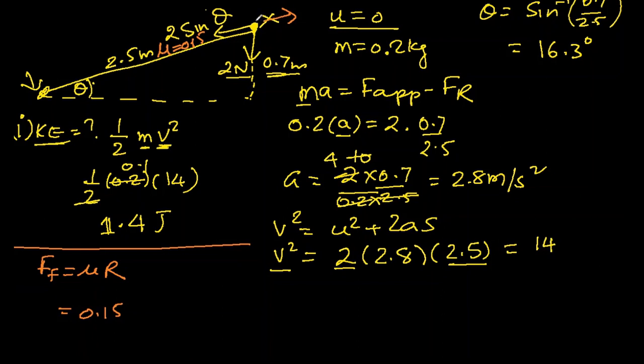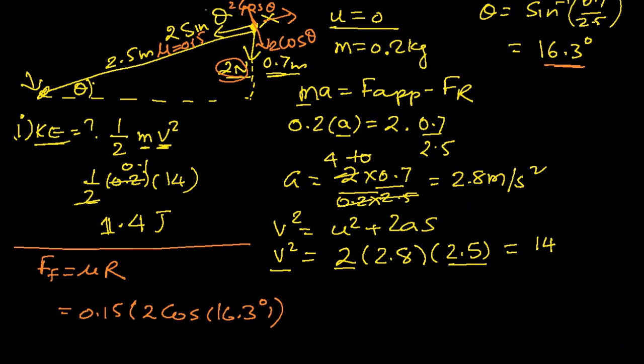0.15. R will be the y component of the 2 Newton weight. So it will be 2 cos theta. So reaction force, normal contact force will be the same, 2 cos theta. All right. So it will be 2 cos, and theta we know now, 16.3. This is what we found out, degrees.